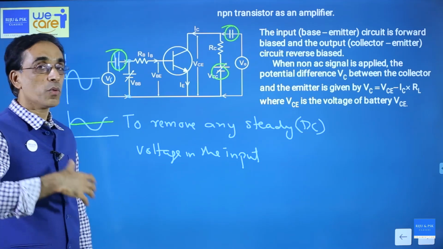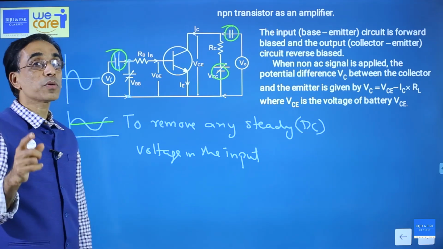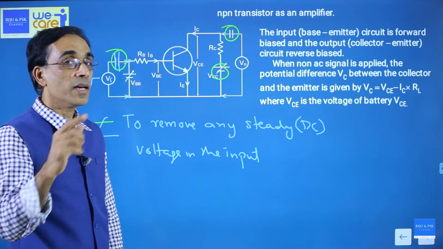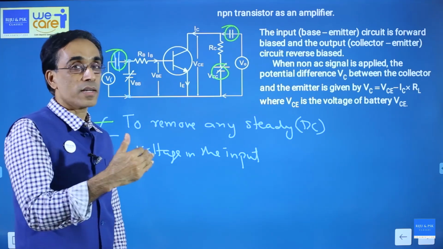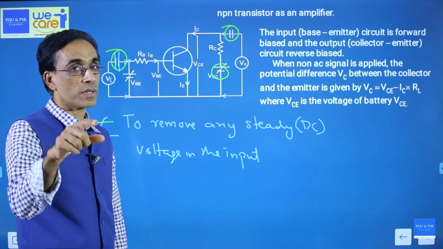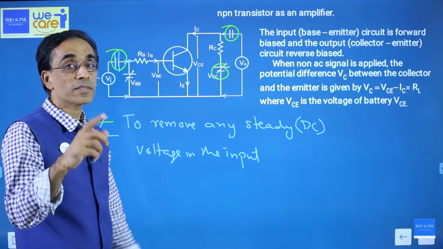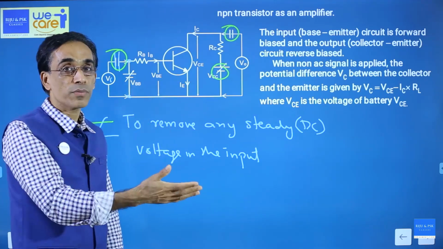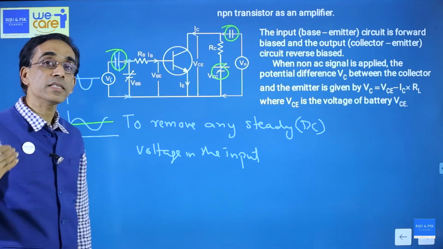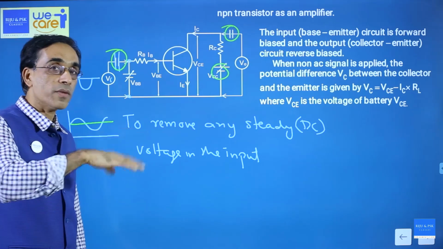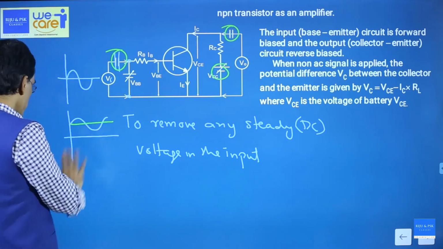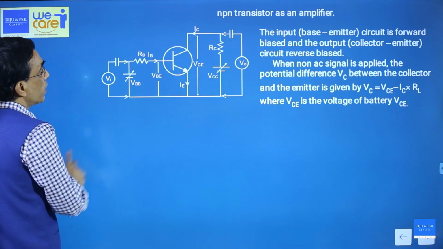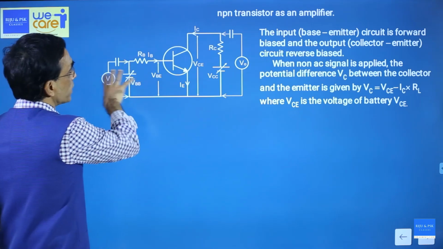If you want to understand how a capacitor blocks it, go back to your chapter AC and see the capacitor has a reactance which is inversely proportional to the frequency. Frequency of DC is 0, so reactance will become infinity. Capacitor will not allow DC to flow through. It will allow only the variation in the current. Anyway, now this input is given here.